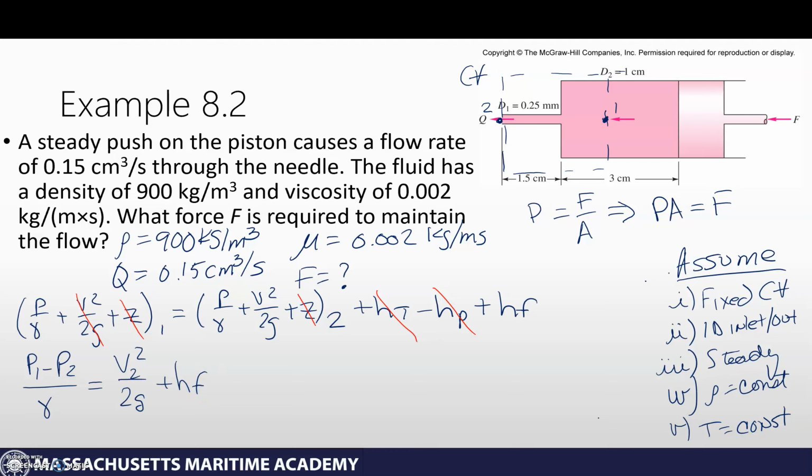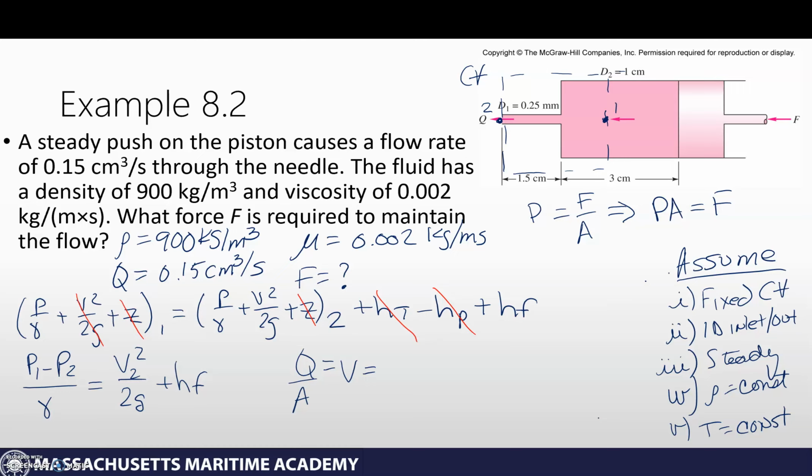So the next thing we need to do is figure out what the head loss is. And we also need to figure out what our velocity is. So we're going to take a look at things and go, okay, velocity, I know what my flow rate is, Q. And I know that if I divide Q by area, I will get my velocity, because the definition is Q is equal to V times A.